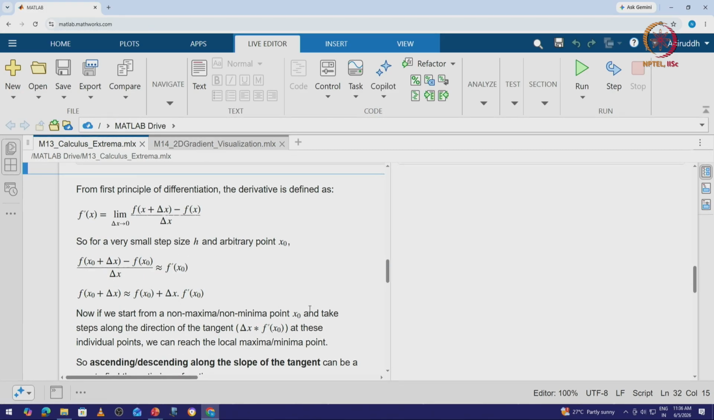Now let's also take a look at the first principle of differentiation. The derivative of any function, let's say f of x, can be defined as f dash x is the limit as delta x tends to 0 of f of x plus delta x minus f of x divided by delta x. Let's assume we define the step size h to be very small around an arbitrary point x0. Then we can write f of x0 plus delta x as f x0 plus delta x times f dash x0.